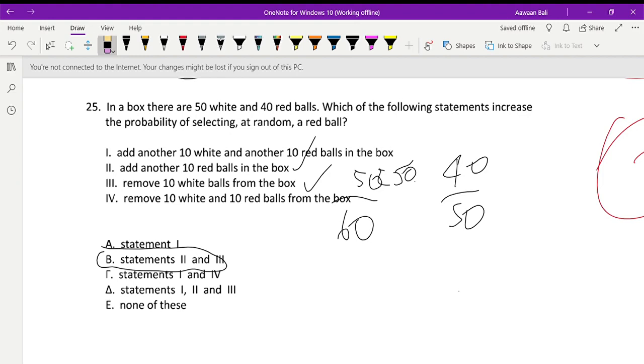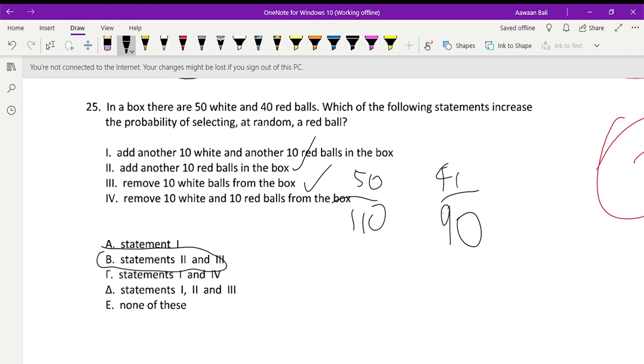Wait. Oh, I forgot something. This is 110. Now yes. And this is 90 and 40. Nothing changed. Nothing changed at all. You actually make this one here smaller. However, I is obviously working, so we can say that's correct.